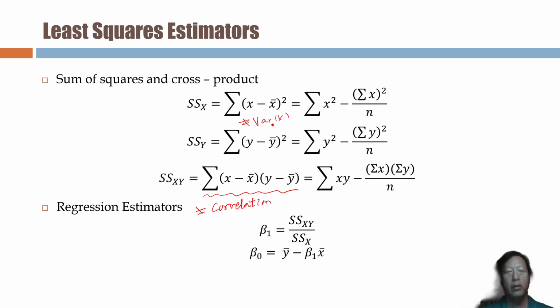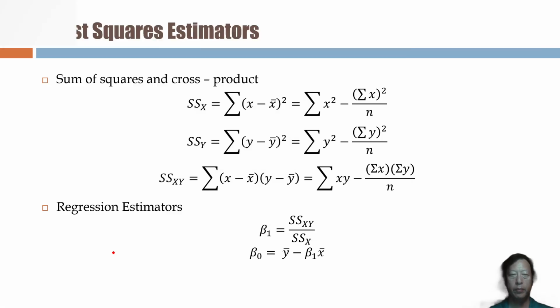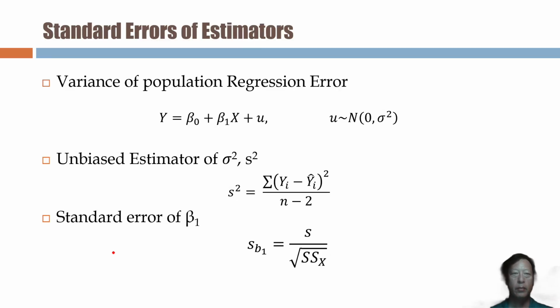And then the regression estimator is just like the sum of squares xy divided by the sum of squares x. This is the same from the previous one, but if we take a look at it here, this is about the x, right? And this is about x and y together. Standard error of the estimator. So later we will use these things.